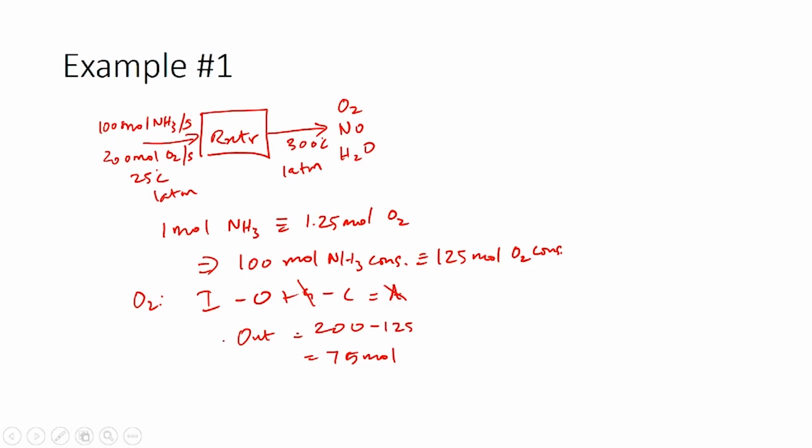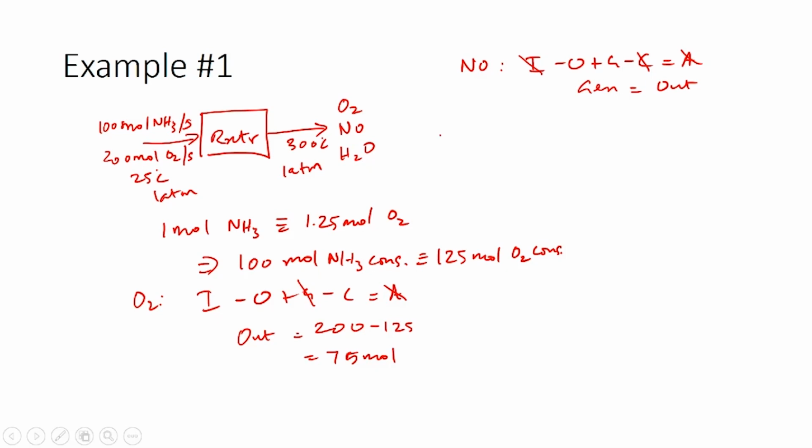So, similarly we can write material balances for nitric oxide. Nitric oxide would be input minus output plus generation minus consumption equals accumulation. This is a product, so there is no consumption, and there is no accumulation at steady state. There is no input of nitric oxide either. So, you would have generation equal to output.